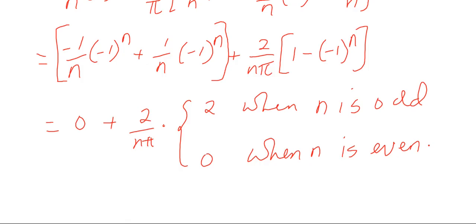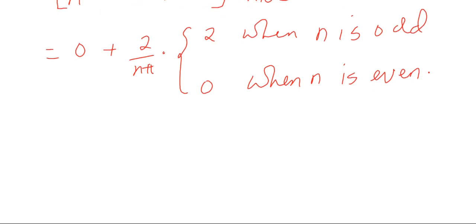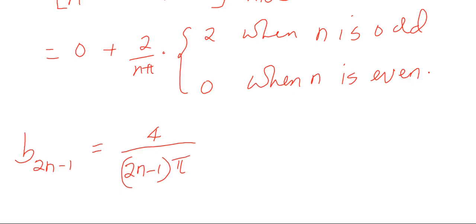So with that, now I can multiply. When n is odd, this will be 4 over n pi. And when n is even, this will be 0. So in this case, because we have the non-zero values only when n is odd, then I can ignore the cases when n is even. So I only generate the odd values. So I use 2n minus 1, and then I'll write 4 divided by 2n minus 1 times pi. This is the value of Bn.